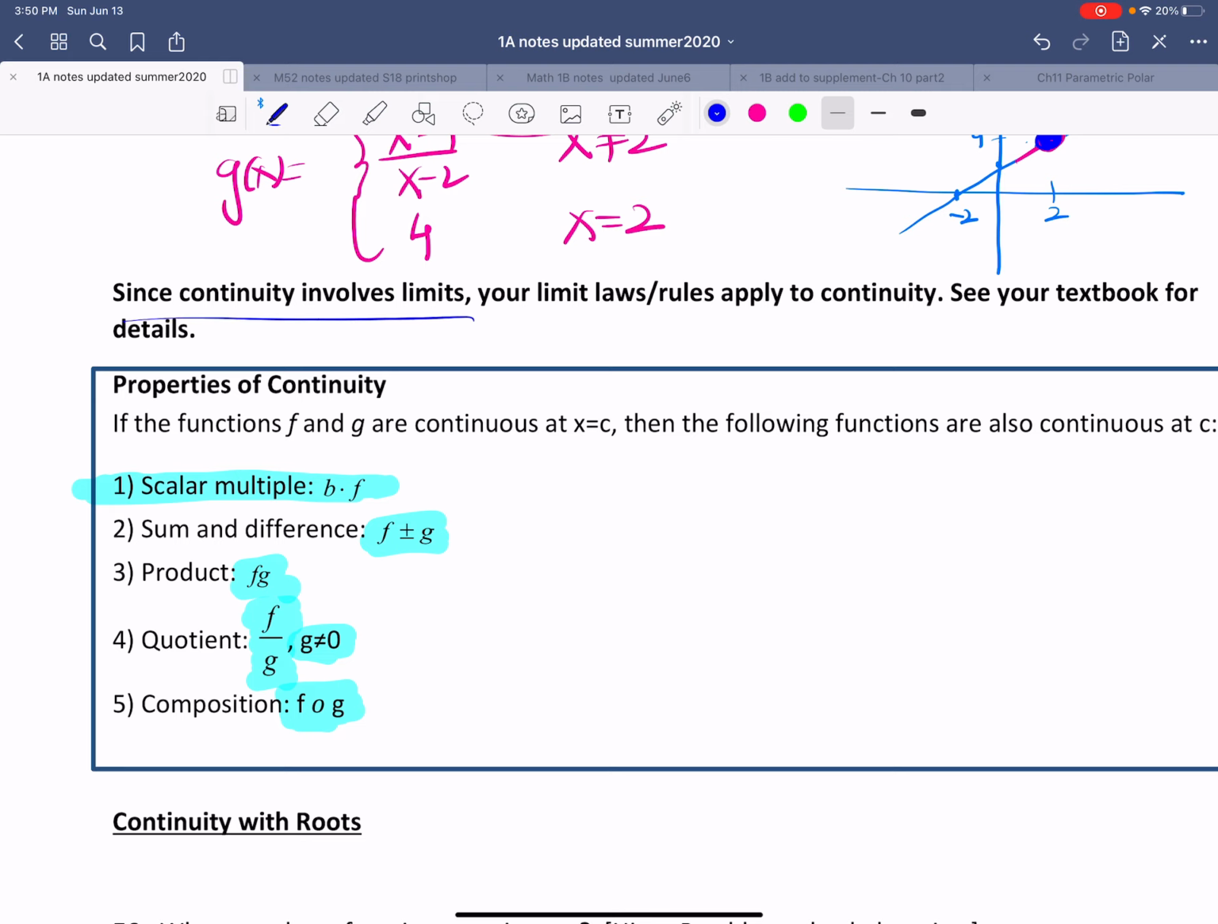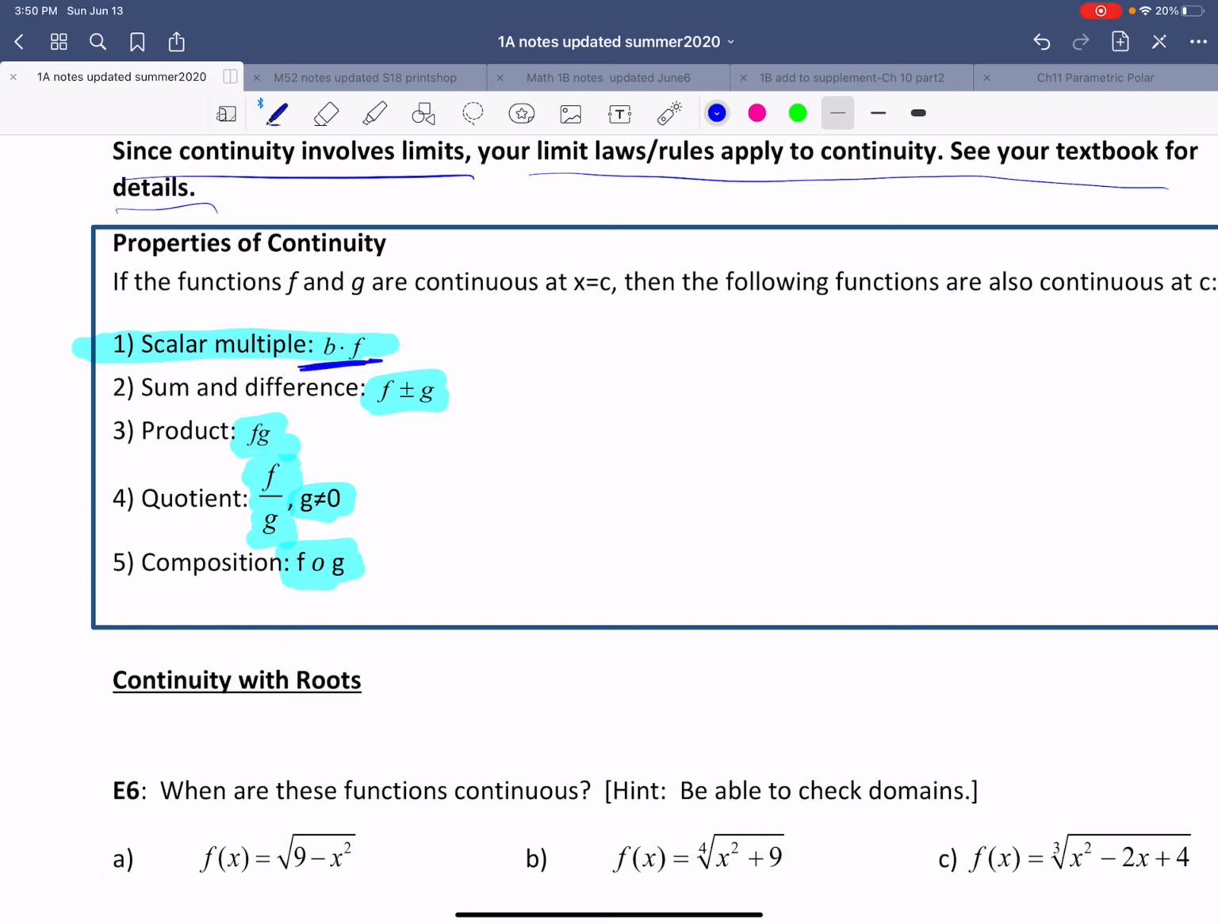Since continuity involves limits, the limit laws or rules all apply to continuity. Scalar multiple: if you multiply a continuous function with a scalar, 5, 4, 3, any constant number, the new function will still be continuous. You can add or subtract two continuous functions, and your new function will still be continuous. The product of two continuous functions would still be continuous. Quotient, as long as the bottom function is not 0, the quotient of continuous functions will also be continuous, and composition of continuous functions will also be continuous.